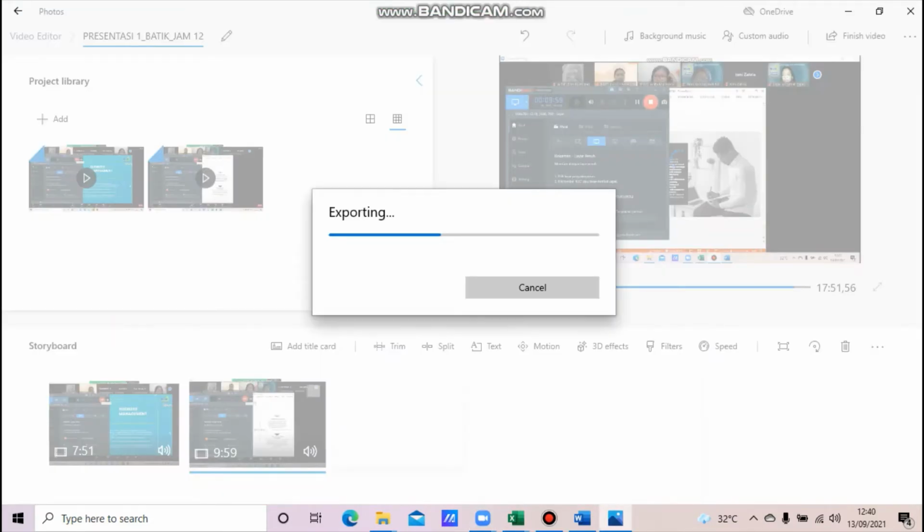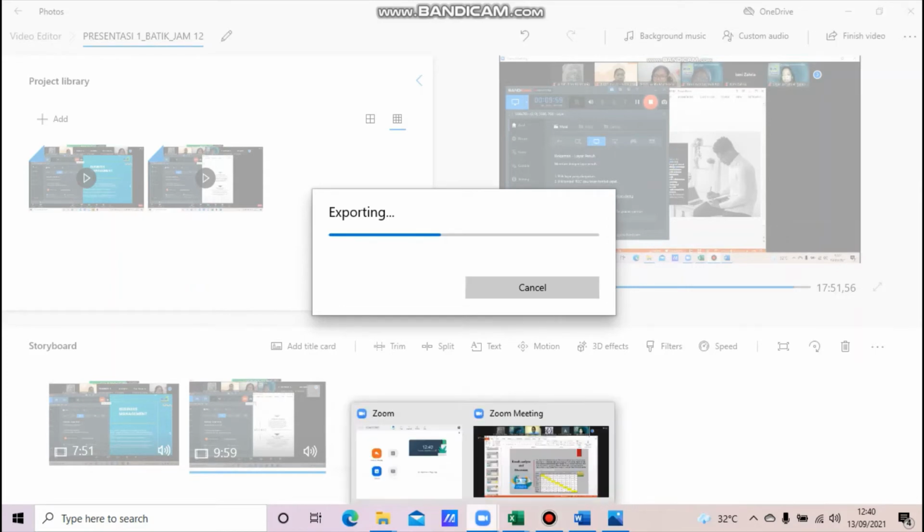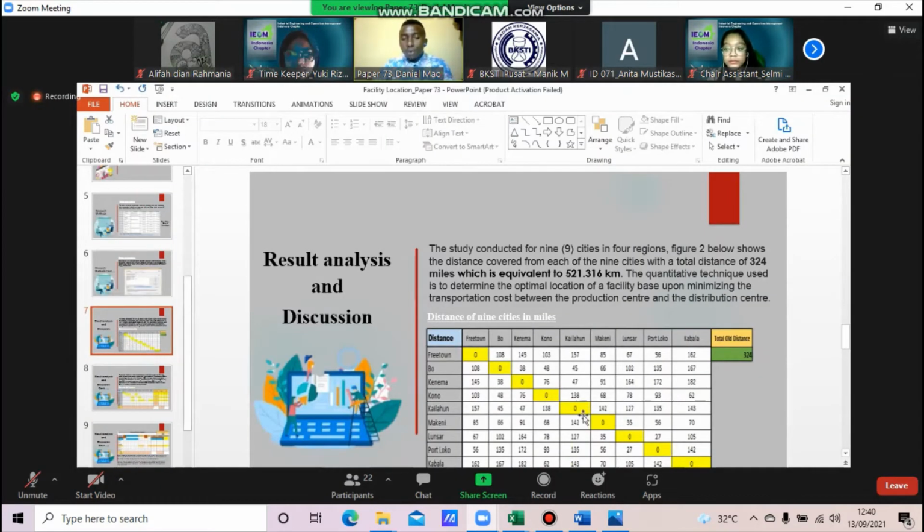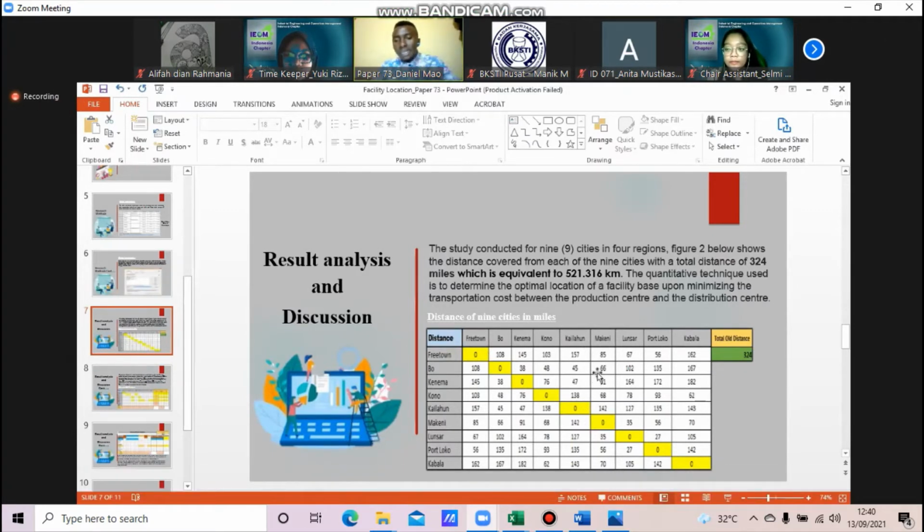Here is the distance, because using the Excel Solver, it arranges the distance from one city to the other with regards to all 9 cities from the 4 main regions. From Freetown to Freetown, the distance is 0 because it's the origin point. From Freetown to Bo, you see the distance 108, 145 respectively. So this is the distance from Freetown to the other locations, and from Bo to other locations. It's a row against the column. You see the distance respectively. This is the total distance, which is 324.